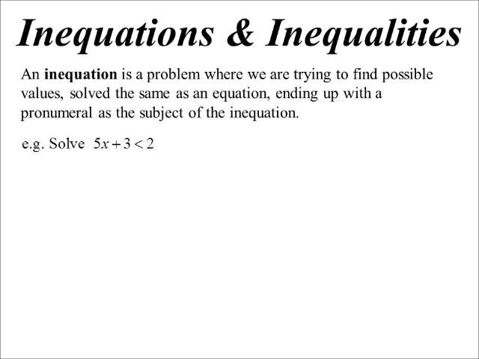So very simple inequation here, 5x plus 3 is less than 2. And remember, we do them exactly the same as we do equations, with a couple of little rules of multiply and divide by a negative number. So if you change the sign, you change the sign. There we go. x is less than minus a fifth. So that's an inequation.